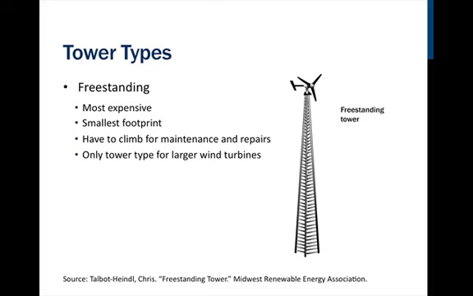There are 3 main types of towers, which are freestanding, guy lattice, and tilt-up towers. Freestanding towers are the most expensive because of their heavy metal needs. The freestanding tower is a dense lattice work of metal. It has the smallest footprint, but you have to climb them to do maintenance, checks, and repairs. This is the only tower type for larger wind turbines.